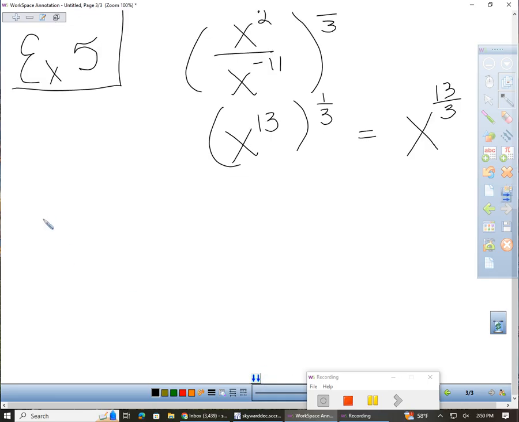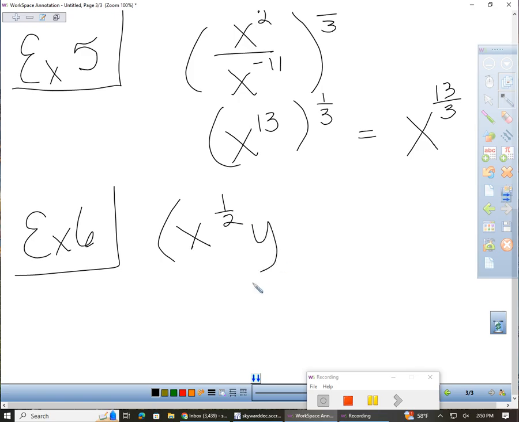Right, okay. Let's try example number 6. We'll make this the last one. Let's say I have x to the 1/2, y to the negative 2/3, and I'm going to raise it all to the negative 6. So first we can probably start off with putting the negative at the bottom. Or we can multiply. Let's multiply our exponents first.